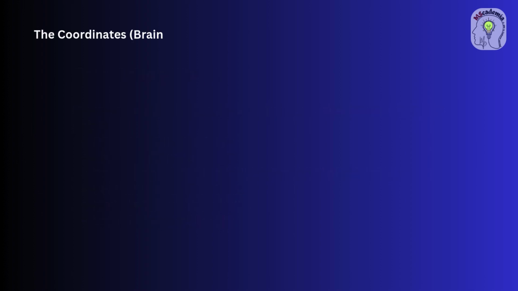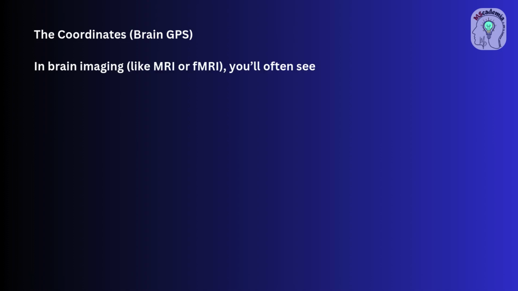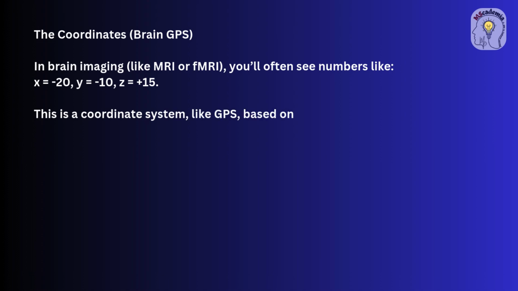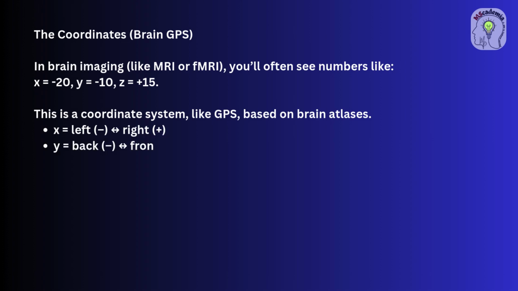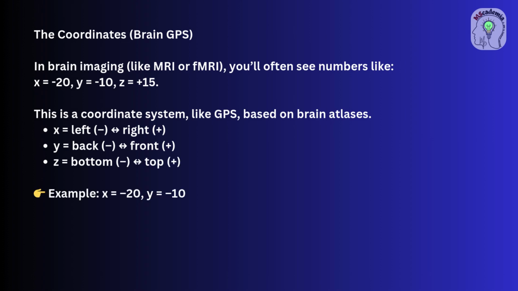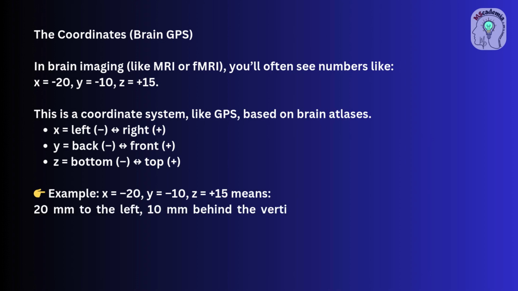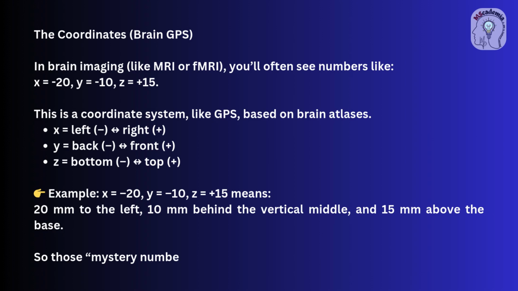The coordinates, brain GPS. In brain imaging, like MRI or fMRI, you'll often see numbers like x equals -20, y equals -10, z equals +15. This is a coordinate system, like GPS, based on brain atlases. X equals left to right, y equals back to front, z equals bottom to top. Example: x equals -20, y equals -10, z equals +15 means 20 mm to the left, 10 mm behind the vertical middle, and 15 mm above the base. So those mystery numbers are just the brain's address system.